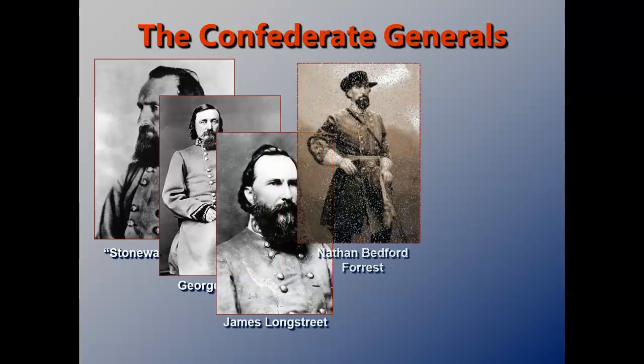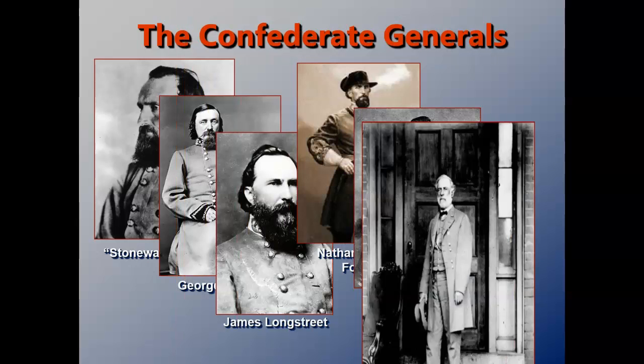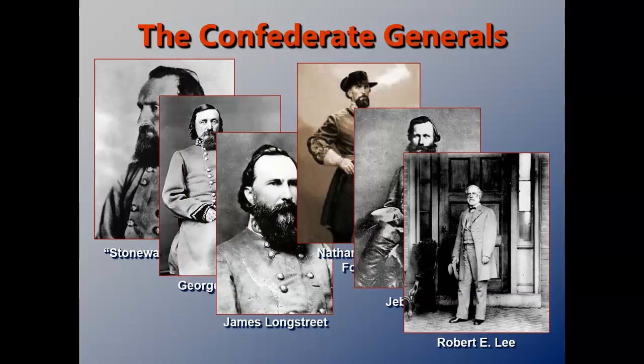Longstreet, Nathan Bedford Forrest, Jeb Stuart, and all of them would be bound together by Robert E. Lee. Many of these guys were very well educated. Robert E. Lee had served during the Mexican War. A lot of these other guys had gone through West Point and were graduates of West Point, so they were very good at their jobs.